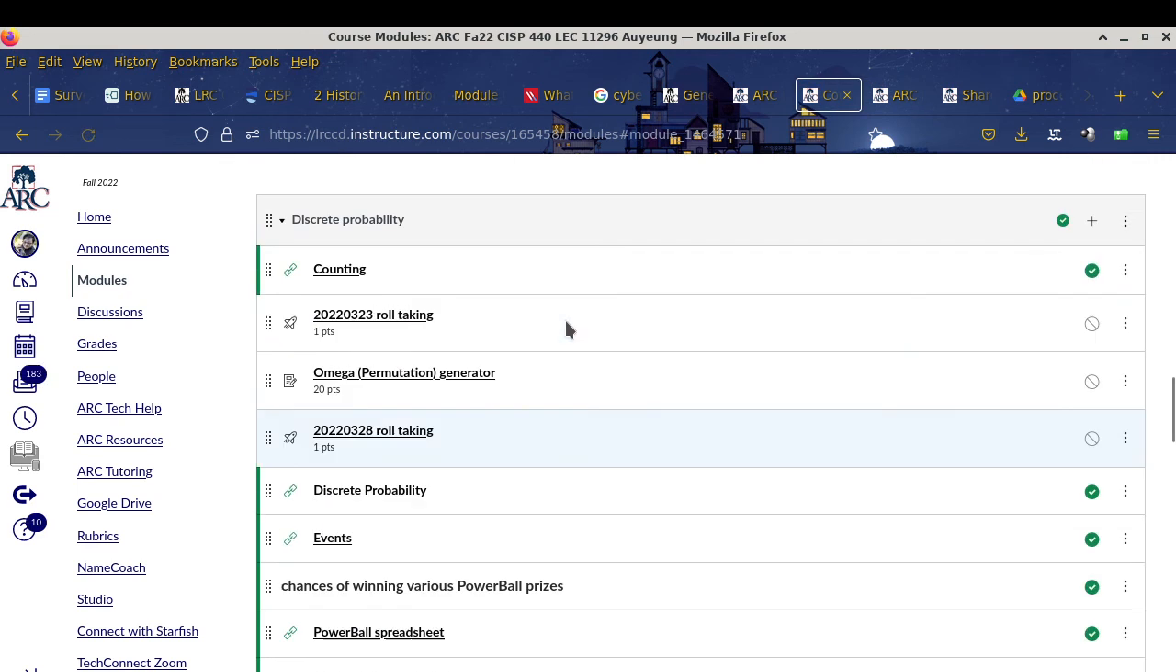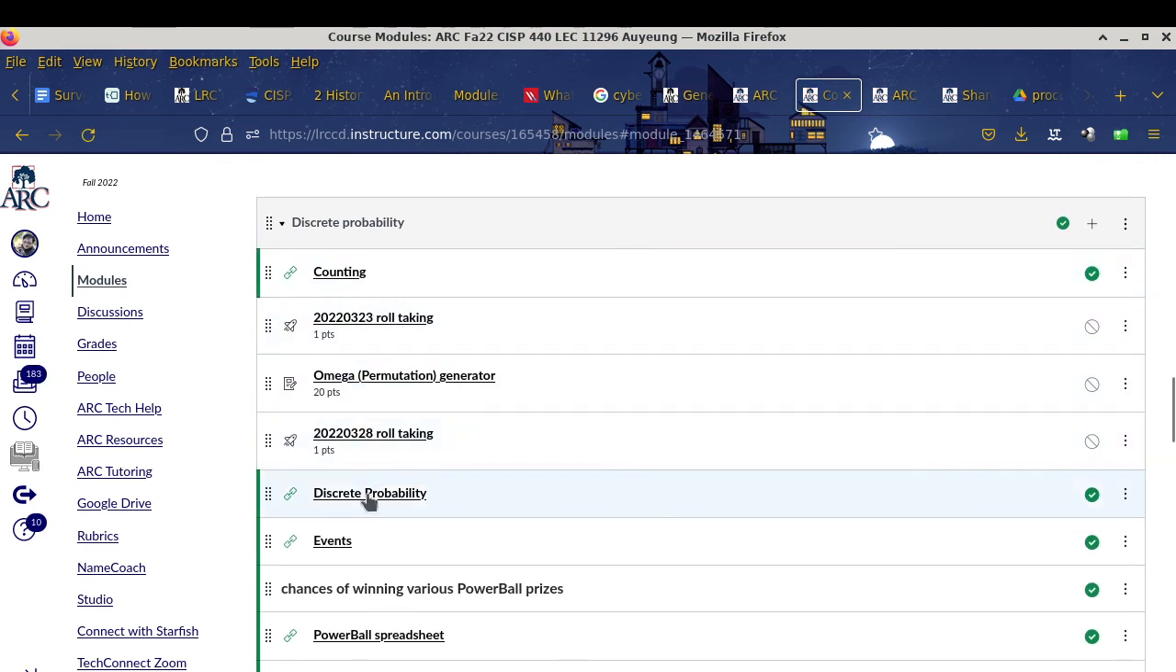Okay, so after counting, we are going to proceed to talk about discrete probability. When we talk about discrete probability, let's say we're talking about 5 tosses of a coin. Some of the questions that I might ask you is, out of 5 tosses, what are the chances that we end up with 2 heads and 3 tails? That's basically what discrete probability is going to answer.